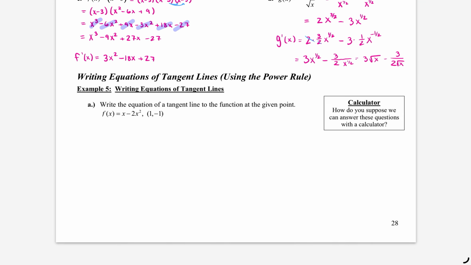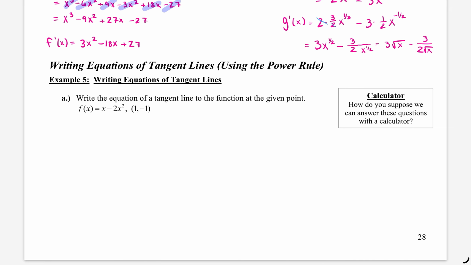All right. Let's kind of take together some of the things we've been learning. So this one wants us to write the equation of a tangent line. We did this in the last section, but it took forever. Remember, you had to use the whole rule to find the derivative. You don't got to do that anymore. Now you know the power rule, so this is going to be really easy.